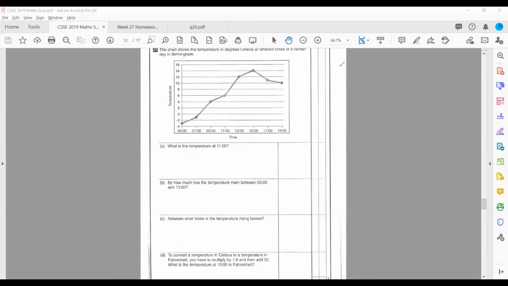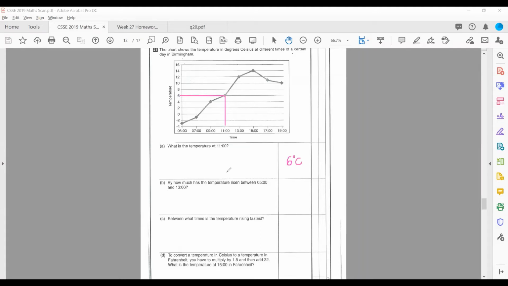So now we're going to have a look at question 21. Here we've been given a line graph and we're told that the chart shows a temperature in degrees Celsius at different times of a certain day in Birmingham. What is the temperature at 11? So I advise using a ruler. Coming up to 11, from 11 o'clock reading across, we can see that the temperature was 6 degrees Celsius. 6 degrees Celsius goes in there.